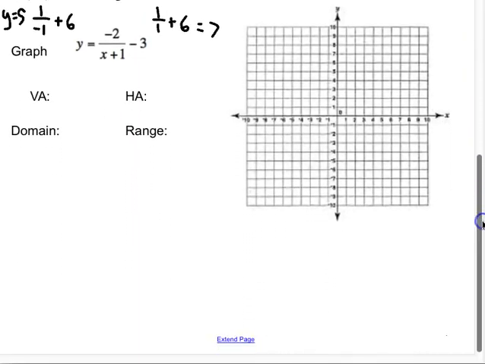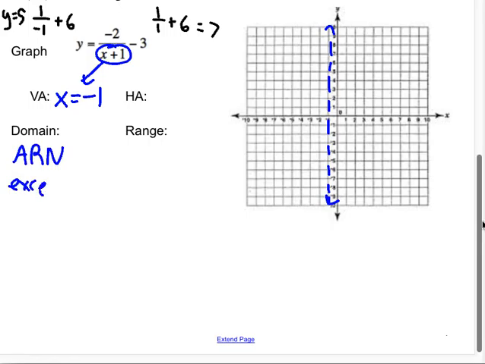All right, let's try one more before we move on. So my vertical asymptote here is shifting 1 to the left. So my vertical asymptote is going to be sitting at x equals negative 1. What does that mean for my domain? Well, it means my domain is all real numbers, except I can't use an x of negative 1.